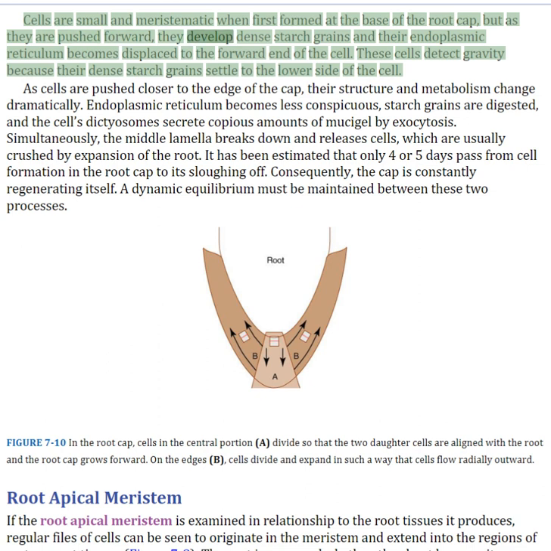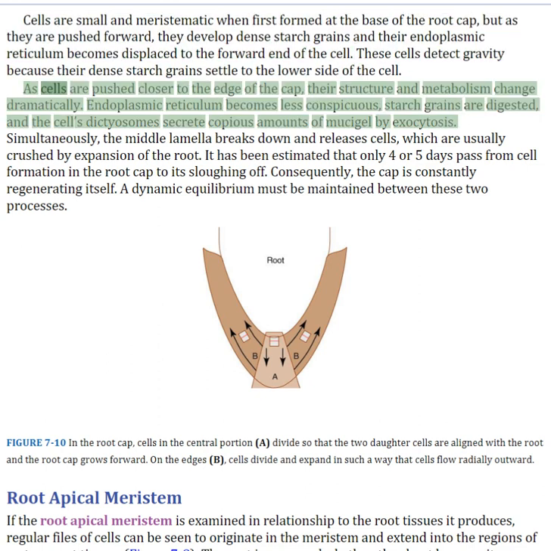Cells are small and meristematic when first formed at the base of the root cap, but as they are pushed forward, they develop dense starch grains and their endoplasmic reticulum becomes displaced to the forward end of the cell. These cells detect gravity because their dense starch grains settle to the lower side of the cell. As cells are pushed closer to the edge of the cap, their structure and metabolism change dramatically. Endoplasmic reticulum becomes less conspicuous, starch grains are digested, and the cell's dictyosomes secrete copious amounts of mucilage by exocytosis.